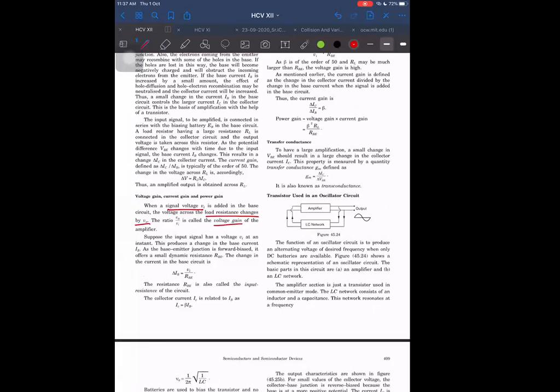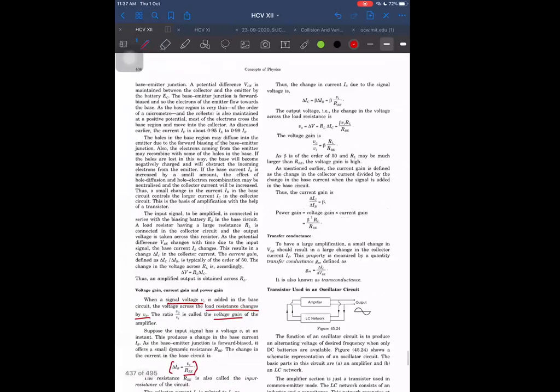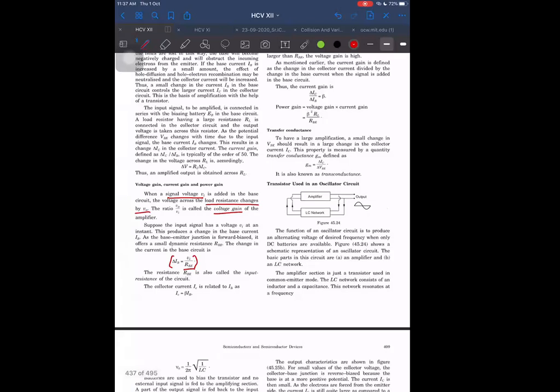Delta IB, he is representing as VI upon RBE, resistance in BE. Okay, VI upon RBE. No, wait. I think he's not representing that. Suppose the input signal has voltage VI at an instant and it produces a change in the base current IB. The base emitter junction is forward biased and it offers a small dynamic resistance RBE. Then the change in the base current is this. The resistance RB is also called input resistance.